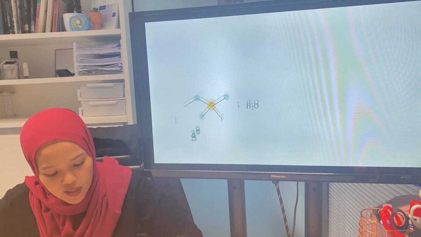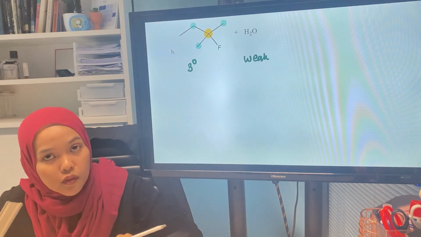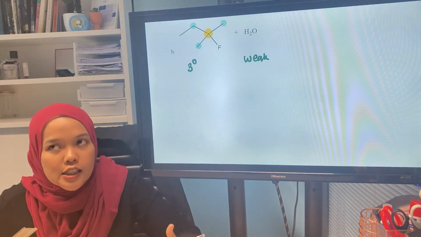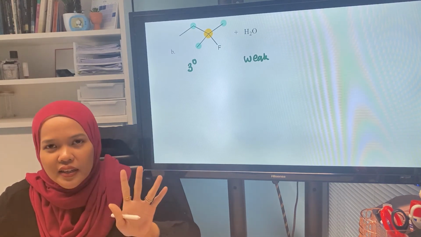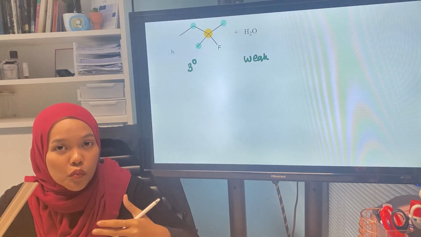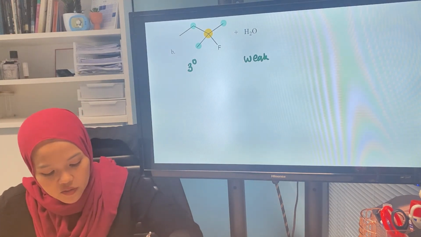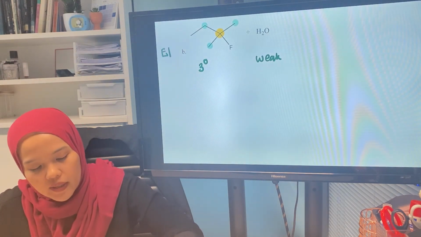Okay, so now, because this one is a weak base. Remember, it is neutral. It is not an ionic compound. It's a covalent compound, weak. So tertiary, weak base. So it is going to go with E1 mechanism.